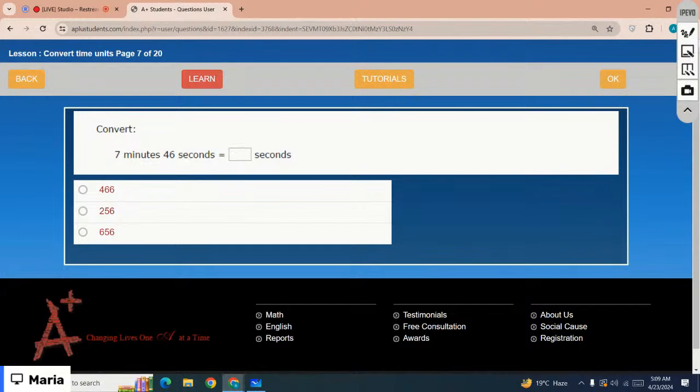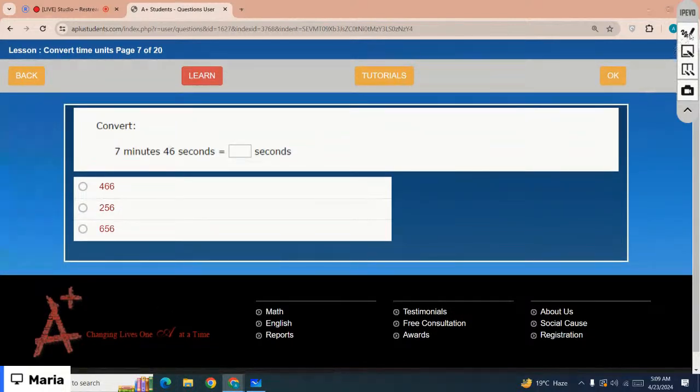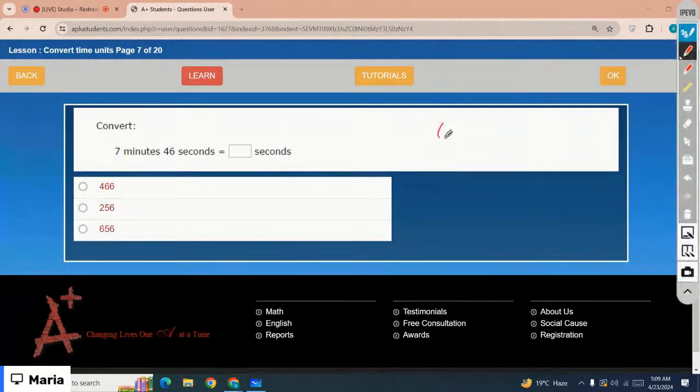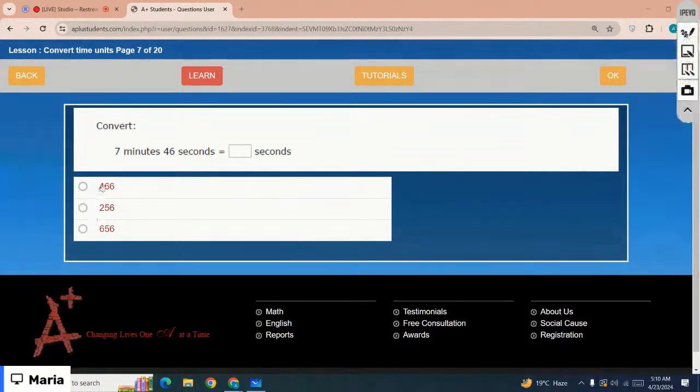7 minutes and 46 seconds. So in every 1 minute, you have 60 seconds, right? So then 7 minutes means 7 times 60. 7 times 60 is 420. You already have 46. That is 466. The correct option is, I think you were right. That is 466. That is option number one, 466.